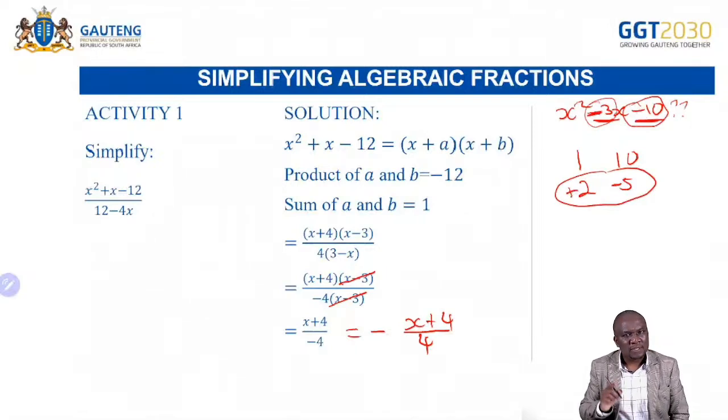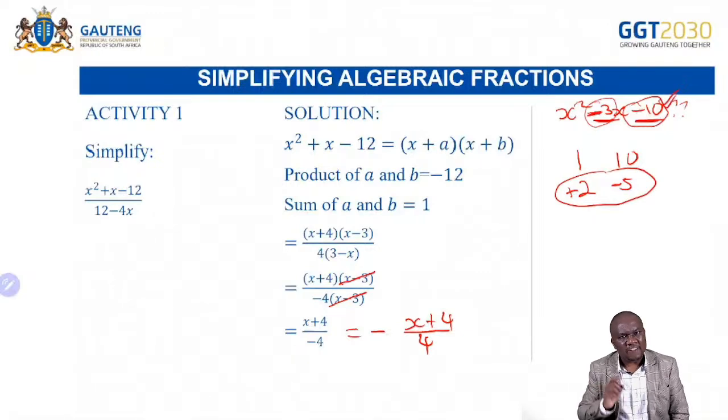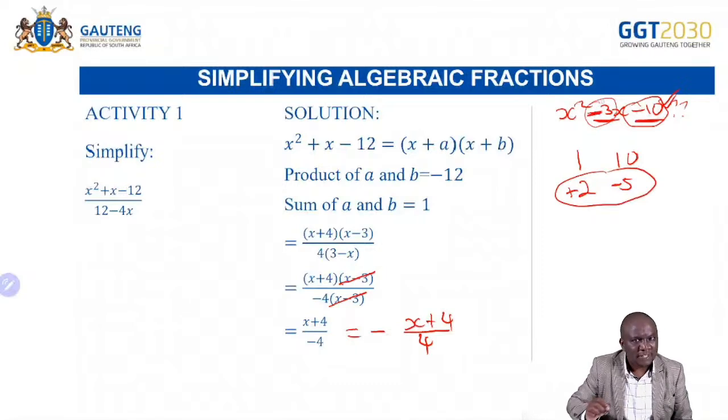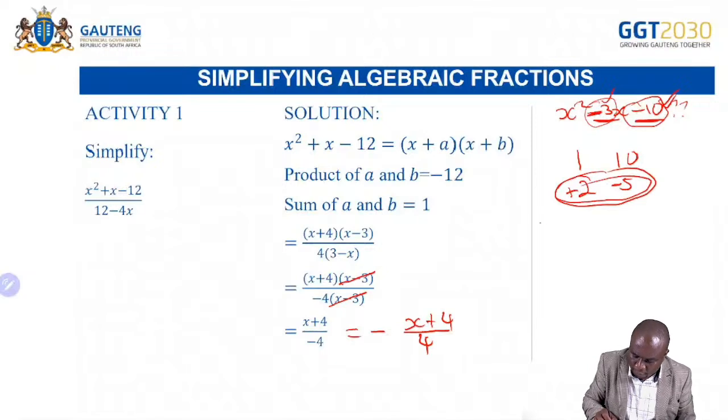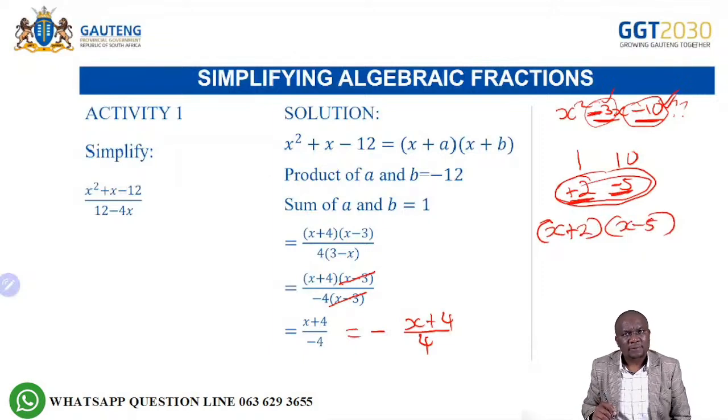You see that? Let's check. What is negative 5 times 2? It is negative 10. What is negative 5 plus 2? It is negative 3. So these are the factors we are looking for. Therefore, our two brackets, we have x plus 2 and x minus 5. Okay? Right. I really hope you managed to understand that part. Can we move on now?